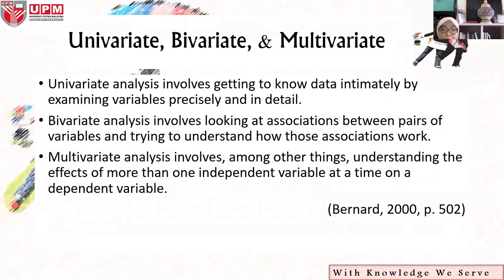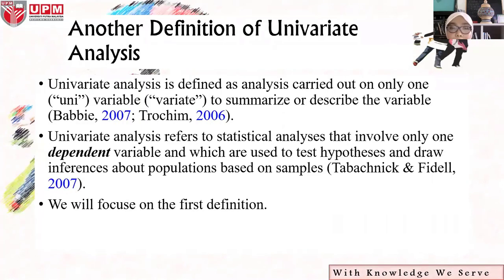Univariate analysis involves getting to know data intimately by examining variables precisely and in detail. So univariate ni means that we focus on only one variable. Meanwhile, bivariate analysis involves looking at associations between pairs of variables and trying to understand how those associations work. And lastly, multivariate analysis involves understanding the effect of more than one independent variable at a time on a dependent variable. This definition was given by Burnett, 2000.